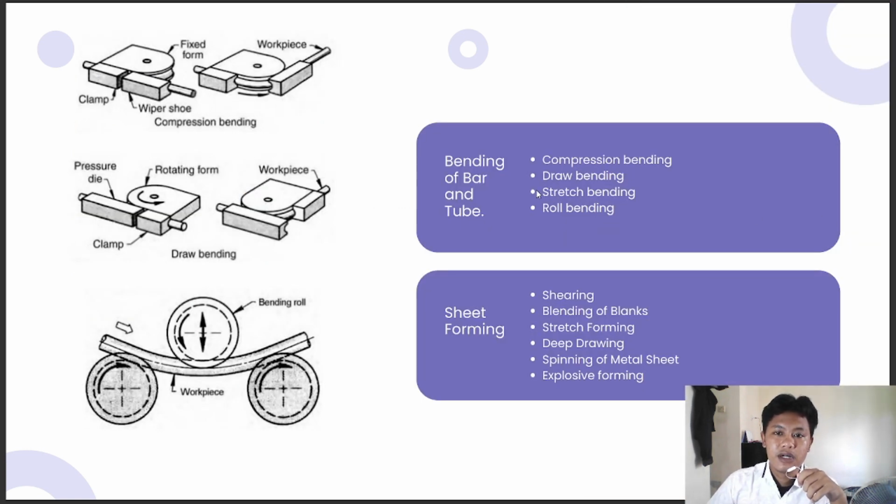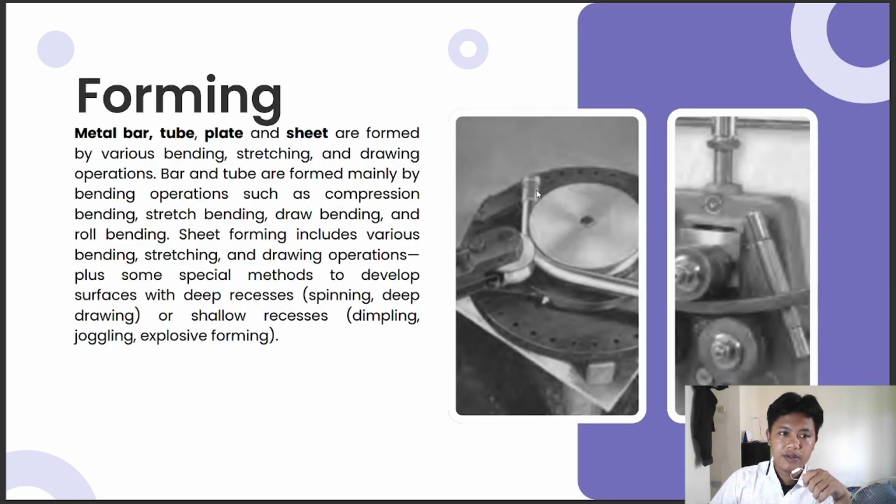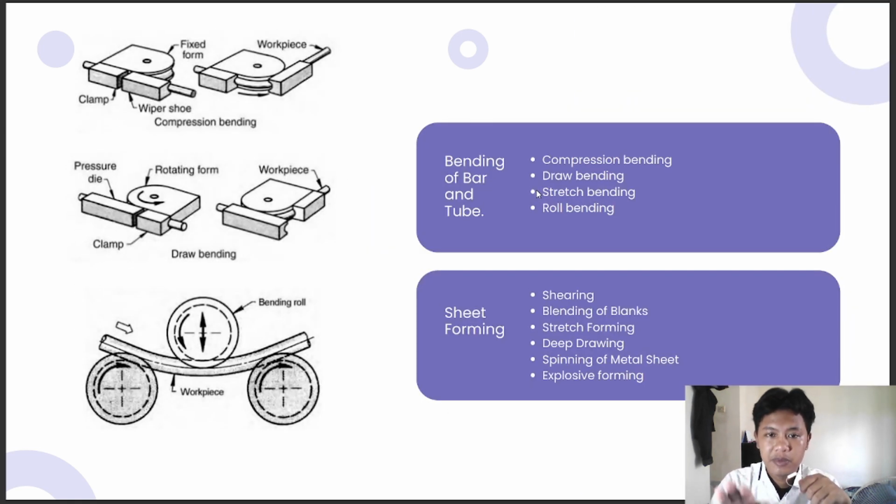Okay, this is how we form metal bar, how we form bar and tube and sheet. You can see how bar and tube are formed with compression bending, draw bending, stretch bending, roll bending, and sheet forming here using shearing, blanking, stretch forming, deep drawing, spinning of metal sheet, and explosive forming. This is the example of compression bending, draw bending, and roll bending.